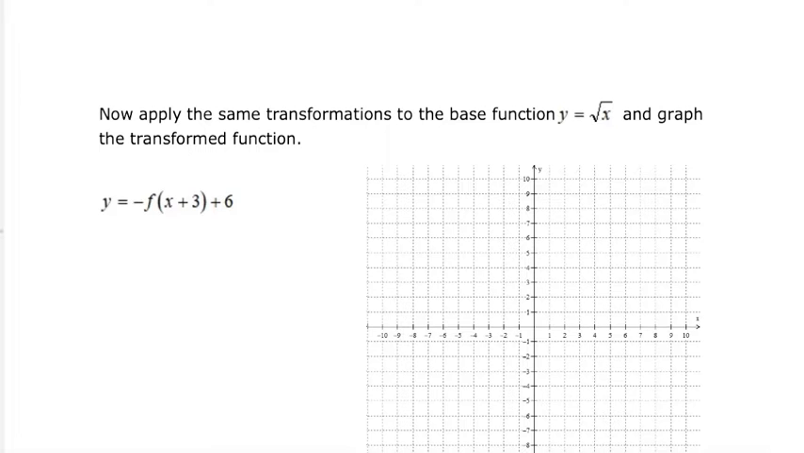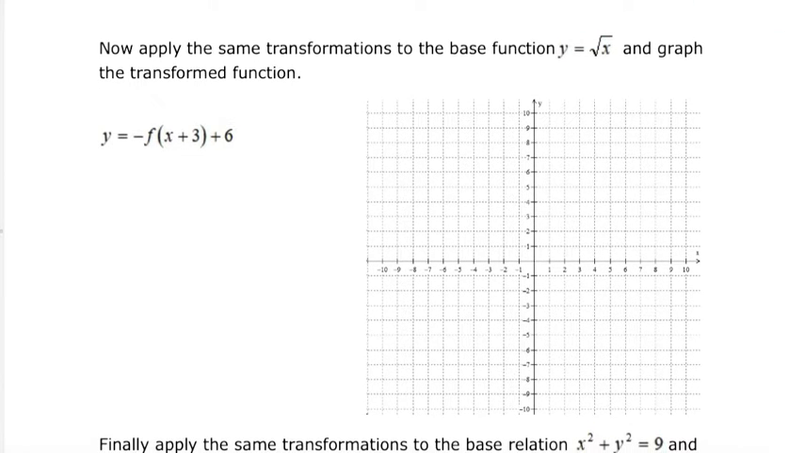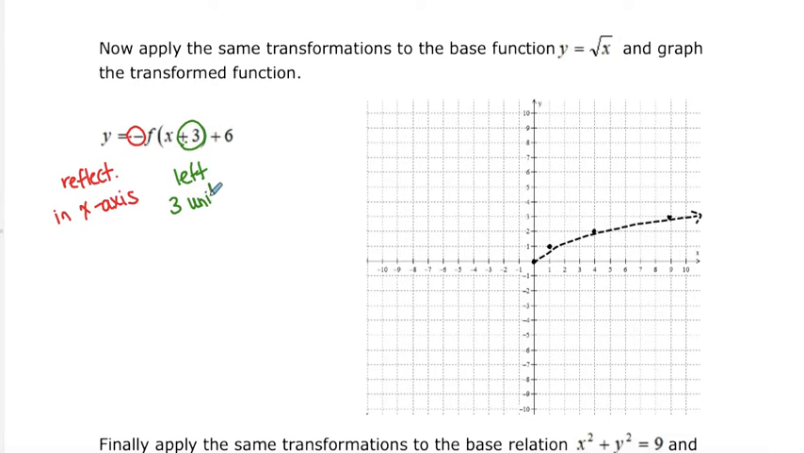All right, let's do those same transformations, but I now apply it to our square root function. So the parent square root function looks like this. We have 0, 0. We have 1, 1, 4, 2, and 9, 3. And we're only going to graph just the positive part of this function. Okay. So what are those transformations again? Well, we know that we have a reflection in the x-axis. We know that we're going to move it left 3 units. And we know we're going to move it up 6 units.